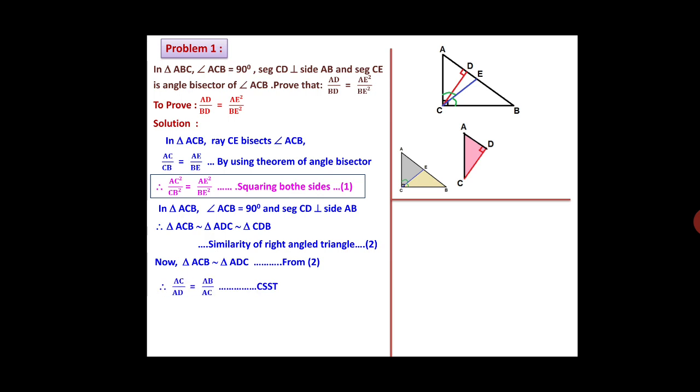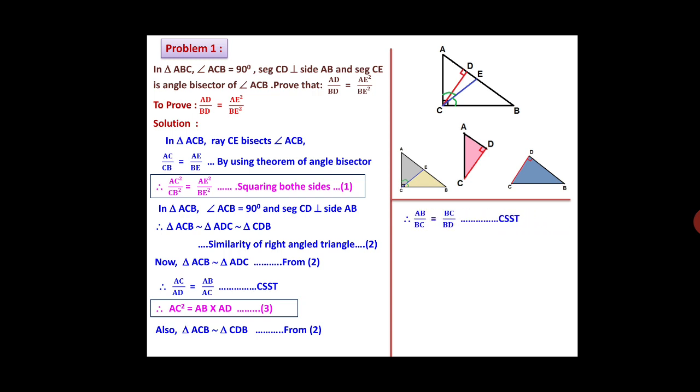Now let us take triangle ACB similar with triangle ADC. Therefore AC upon AD is equal to AB upon AC by the corresponding sides of similar triangles. Therefore by cross multiplication you will get AC square is equal to AB into AD. This is equation 3. Also consider triangle ACB similar with triangle CDB. You can write that AB upon BC is equal to BC upon BD, corresponding sides of similar triangles. Therefore by cross multiplication you are getting BC square is equal to AB into BD, equation 4.